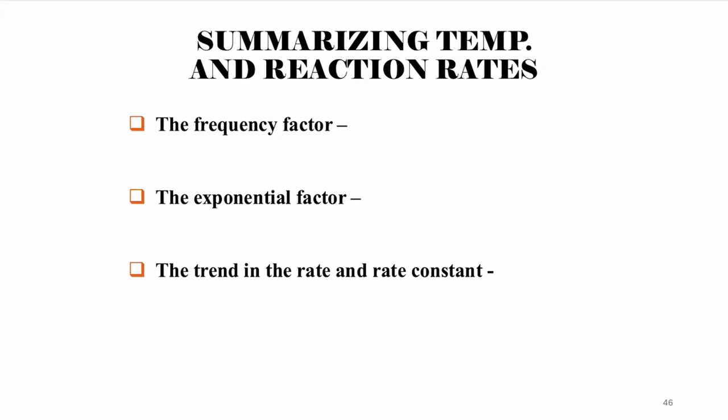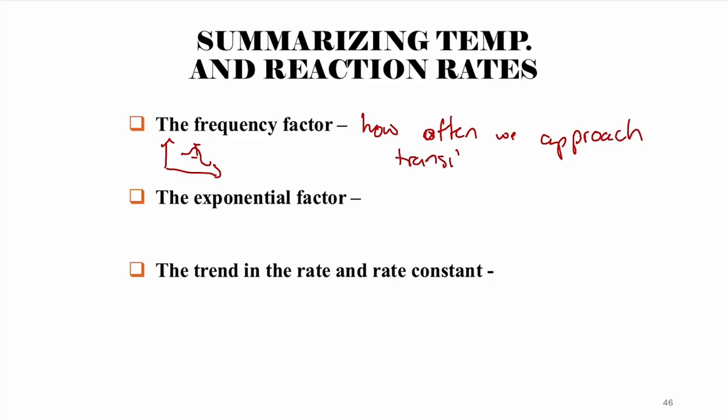Okay, so summarizing everything that we mentioned about the Arrhenius equation, the frequency factor, this was related to what? How often we approach the what? Or we think about our plot. Yeah, how often we approach where the activation energy is defined, or the transition state, right? So this is how often we approach the transition state.